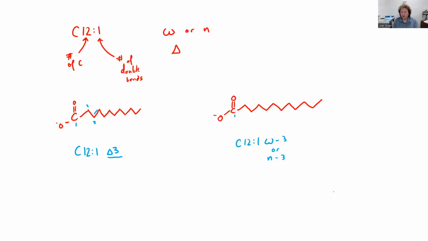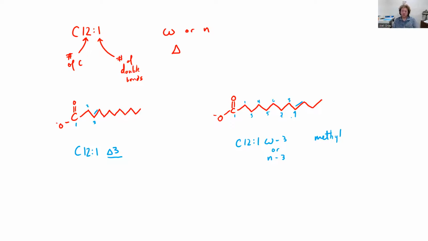Now, if you use the omega or the N numbering scheme, it's a little bit different. This omega or N scheme starts from the methyl end of your hydrocarbon chain. So we're going to count using the methyl carbon as number 1, and count 2 and 3, and draw a double bond between the third carbon from the end and the fourth carbon from the end. It's kind of funky to look at, because what carbon does it end up on? It ends up on number 2, 3, 4, 5, 6, 7, 8, 9.